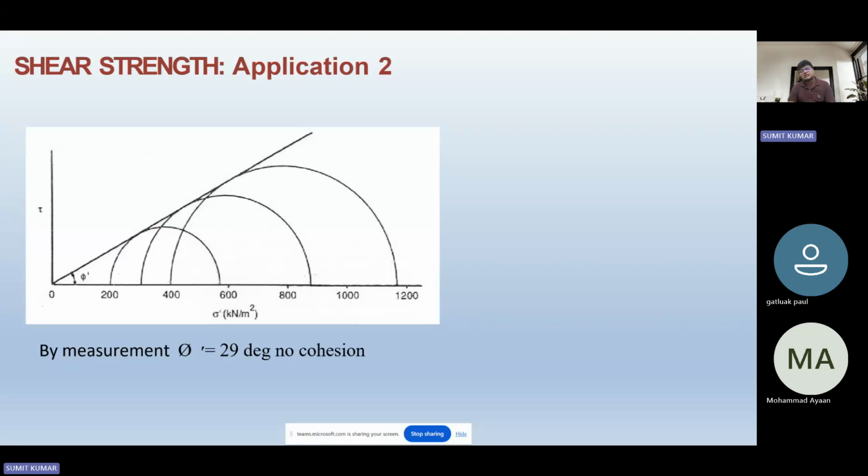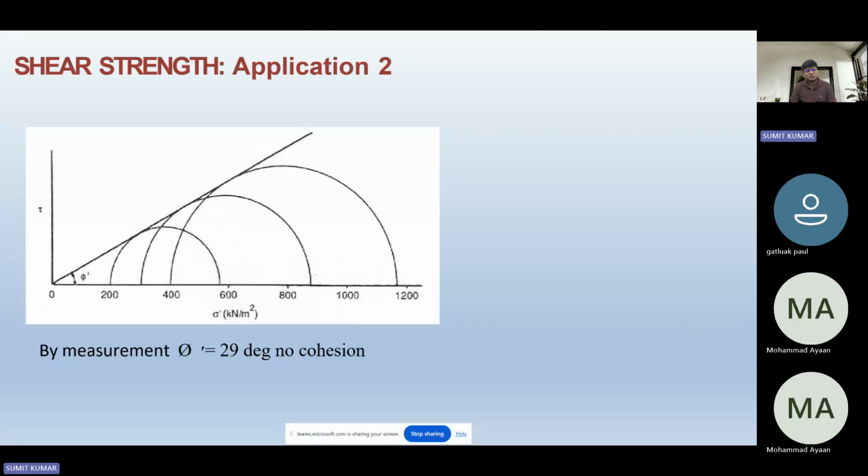Afterward, we increase the confining pressure to 300, then again apply the deviatoric stress and see when the failure takes place. Corresponding to the failure, the deviatoric stress is calculated, so the sigma 1 value, and then again we draw the circle. Afterwards, we increase the confining pressure to 400, and the deviatoric stress at the failure is calculated as 1100 something, and then again we draw the circle.